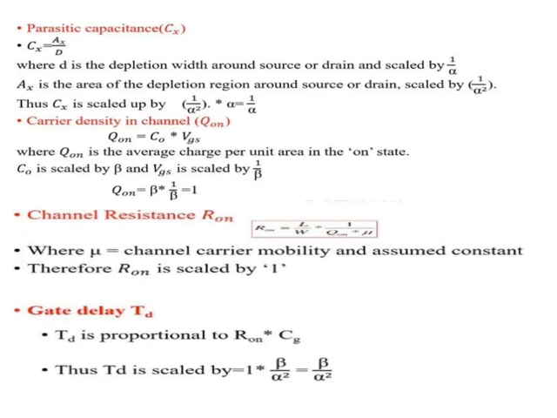Gate delay is proportional to the product of on resistance and the gate capacitance. So on resistance is scaled by 1 and gate capacitance, as we have derived earlier, is given by beta by alpha square. So gate delay is scaled by beta by alpha square. Depending on the relative values of beta and alpha, gate delay may be increased or decreased.